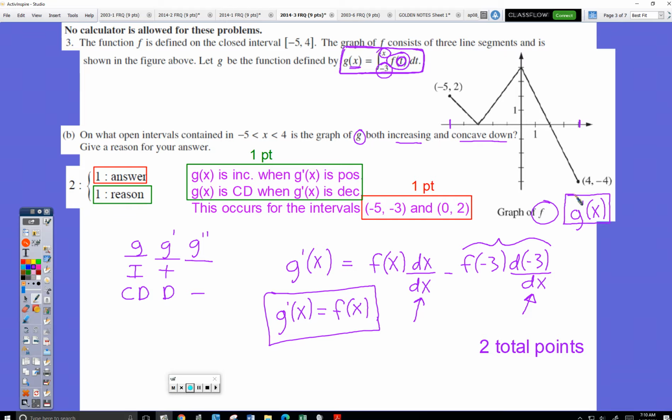So now it's easy. I look to see where G prime is positive, meaning where does G prime have y coordinates that are positive? All these y coordinates are positive. So during that entire time, G is increasing. So that's what I have to write. G is increasing when G prime is positive.